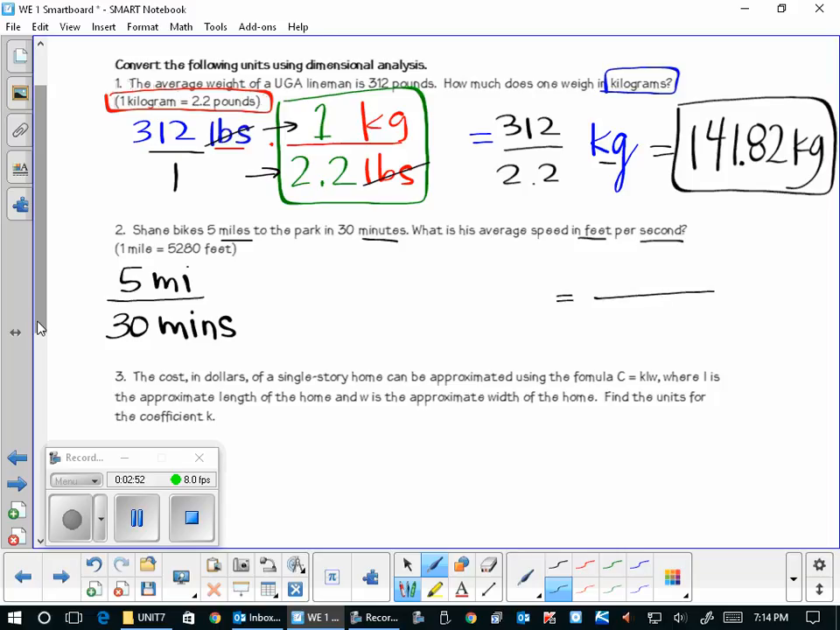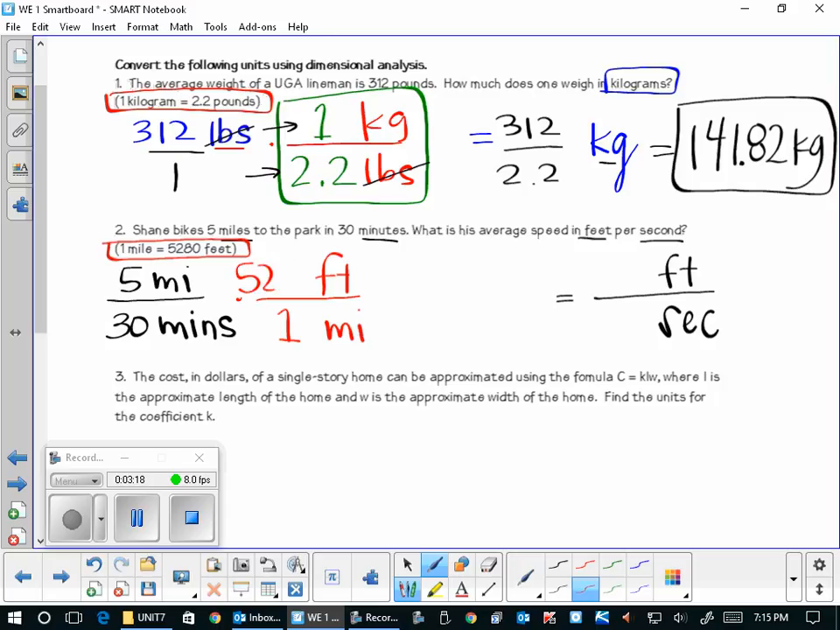Okay, we're going to come over here. I want my final answer to be in feet per second. If we look at the numerator, it's in miles, I want it to be feet. So I have to convert miles to feet. We're going to ignore the minutes right now. Let's just focus on the numerator. Miles has to go in the denominator, feet at the top, and I have one conversion that I know of. 1 mile is 5,280 feet. Go ahead and cancel the miles here.